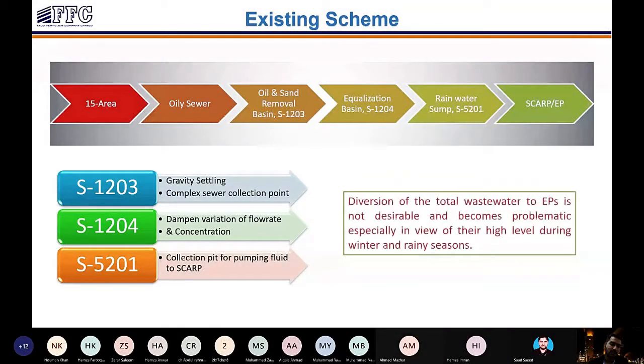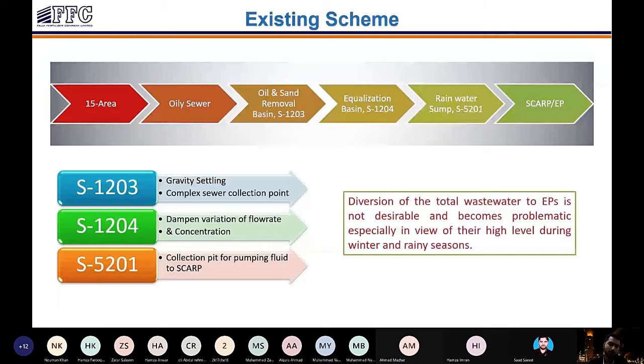A brief of the existing scheme, which I already presented in the previous slide. It's a bit graphical so that you can easily understand that the natural gas and condensate is collected in 15 area. Condensate is knocked out and was being sent to the oily sewer, and then the oil from the oily sewer gets collected in the basin, that is S1203, where it is separated on the basis of density difference.